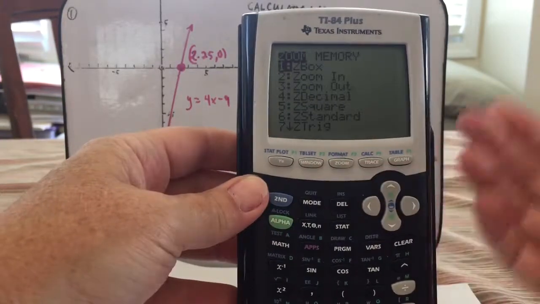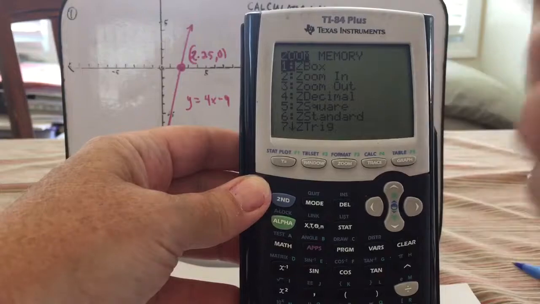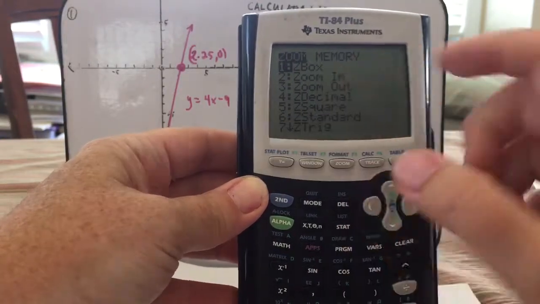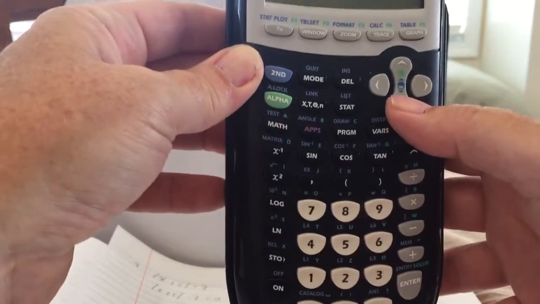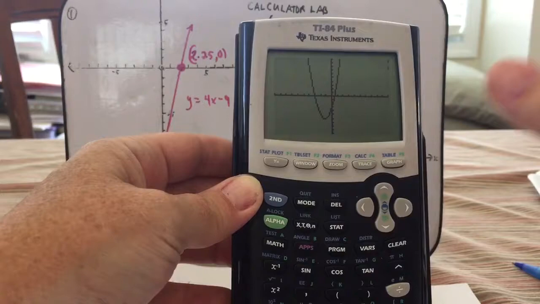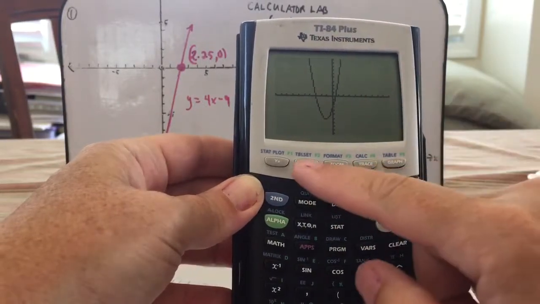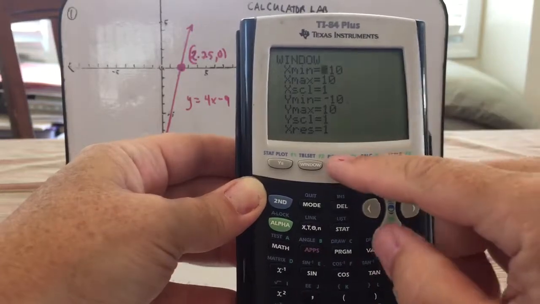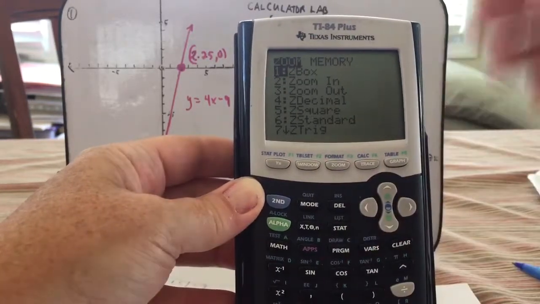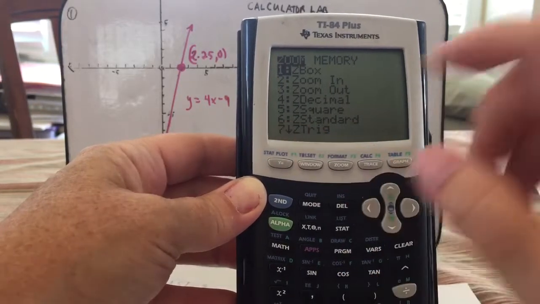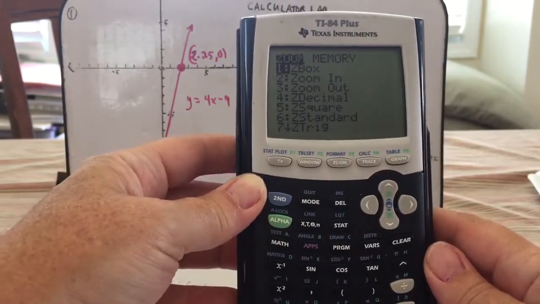So zoom, we can zoom in, we can zoom out, we can do all these things, but Z standard, the number 6 function here, I can either press the 6 or scroll down to 6 and enter it. I'll just press 6. This recenters it and makes it once again, I'll show you once it stops, back to a 10 by 10 window. Okay, so zoom standard, if you ever want to get back to the 10 by 10 window, just go to the zoom button and hit number 6, zoom standard.